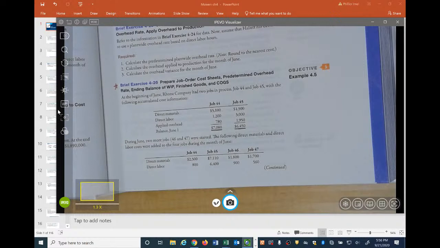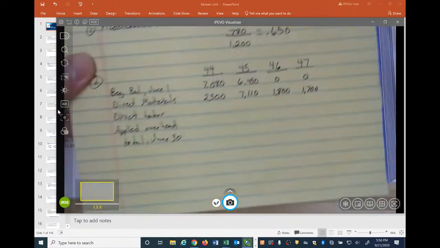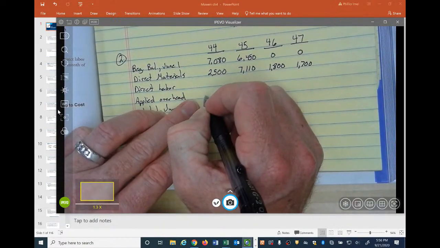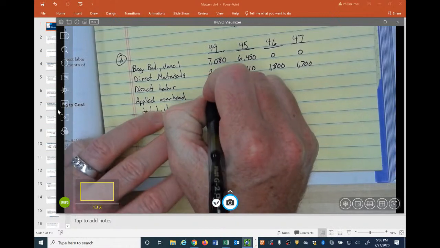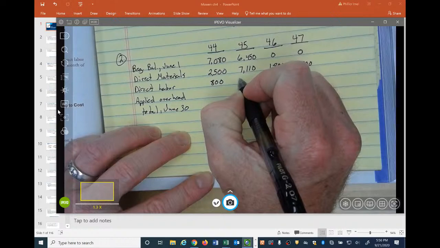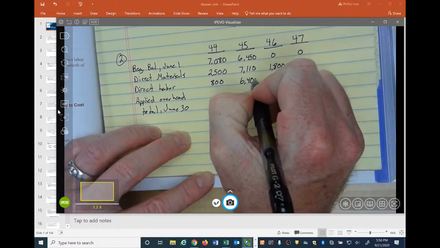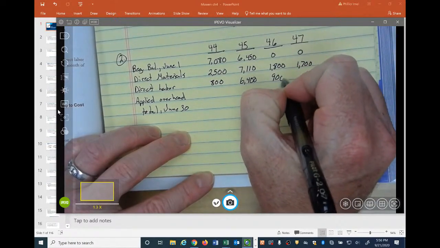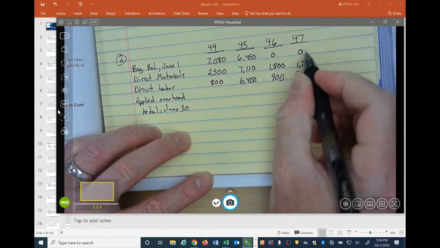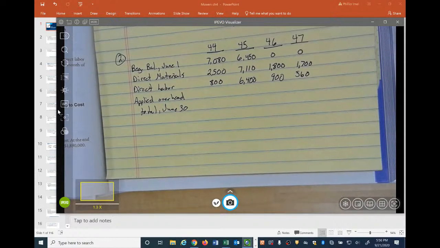What about the direct labor? It's given, right? So we're just building our charts. So same thing, I'm just going to go ahead and punch those in, just like I did for direct materials. So direct labor for job 44 is $800. Direct labor for job 45 is $6,400. $900 for job 46, and $560 for job 47. So everyone sees that, right?